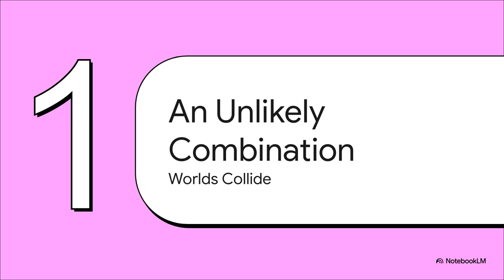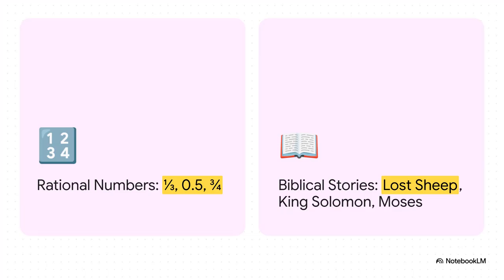We're talking about two worlds that honestly feel like they're from completely different planets. On one side, you've got rational numbers. They're precise, logical, kind of cold, hard facts, fractions and decimals. And then on the other side, these ancient, symbolic, story-driven biblical narratives. They couldn't seem more opposite. One is pure logic. The other is all about allegory and meaning.